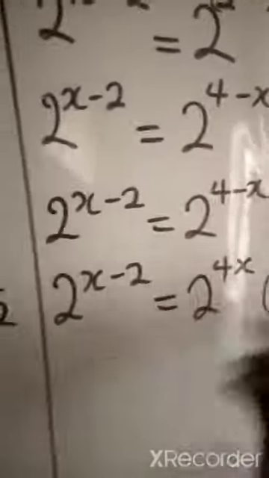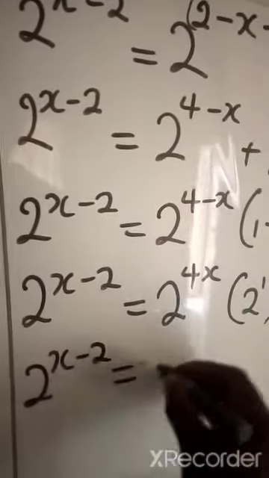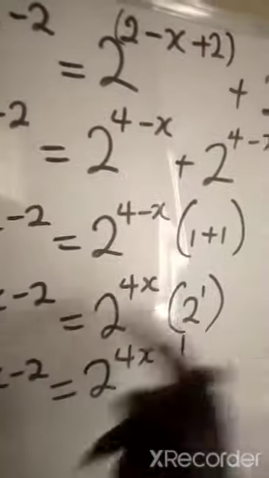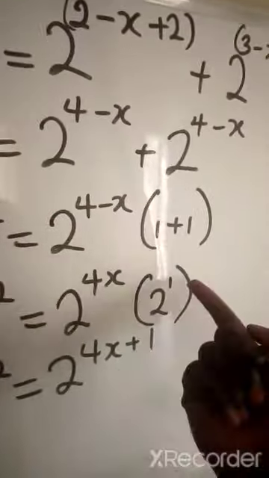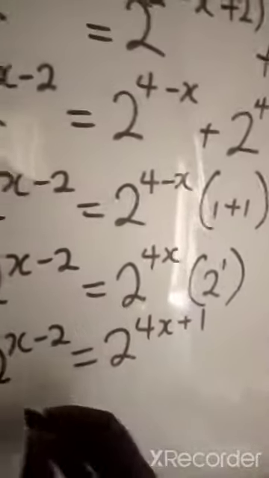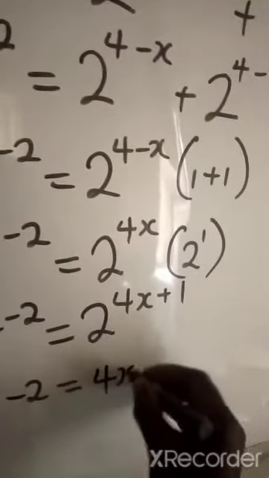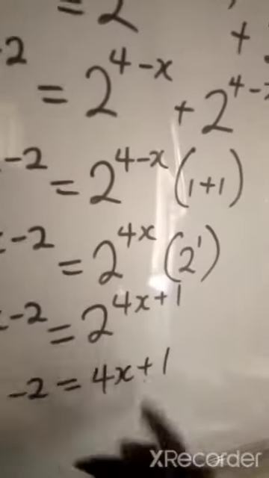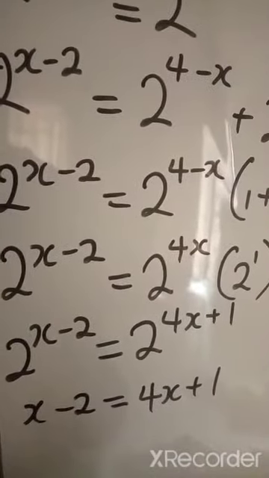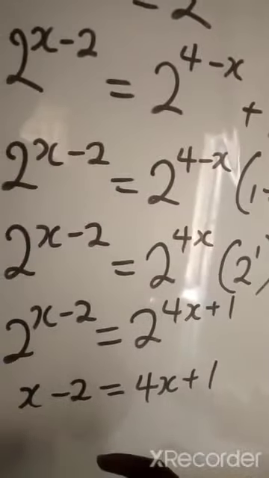So that's why I'm putting raised to the power of 1. So now you can join these together so that you have 2 raised to the power of x minus 2 equals 2 raised to the power of 4 minus x plus 1, because they are the same base. So when you are multiplying, you add the powers together. So that's why we have 4 minus x plus 1. Now equate the powers. If you equate the powers, you have something like this. So collect the like terms.